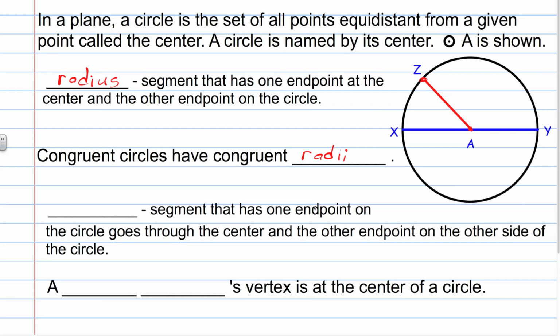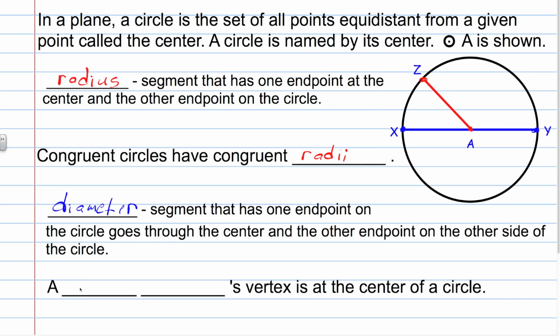Blank. A segment that has one endpoint on the circle goes through the center and the other endpoint is on the other side of the circle. In that case, we're talking about this segment here. We're talking about segment XY. It's on one side of the circle, goes through the center to the other side, and that's called a diameter. It's good to note that a diameter is made up of two radii, if you will. So we can multiply the length of a radius by 2 to find the length of the diameter, and we can take the diameter and divide it by 2 to find the length of a radius.